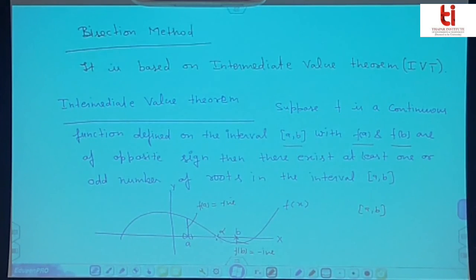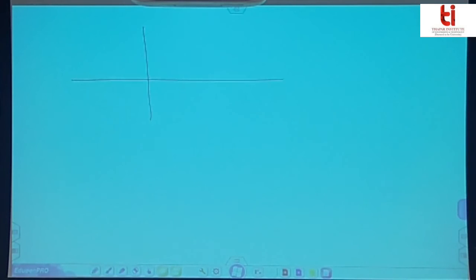So this is the intermediate value theorem. Whenever the function is continuous inside the interval [a, b] and f of a, f of b are of opposite sign, then the function f(x) cuts the x-axis at least once inside the interval [a, b]. This is the example we have shown graphically, the best example of the intermediate value theorem. The function is like that, and suppose this is the point a and this is the point b. Between a and b, this function f(x) is continuous. At this point, the function value f of b is negative. Here the function value f of a is positive.